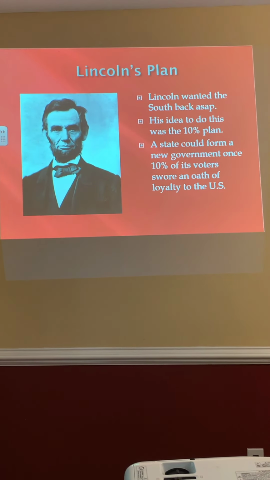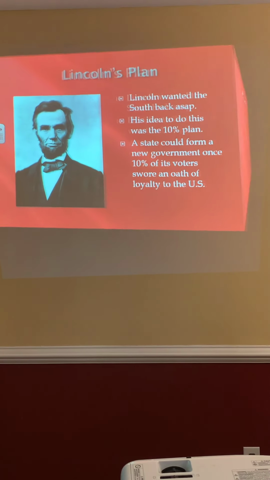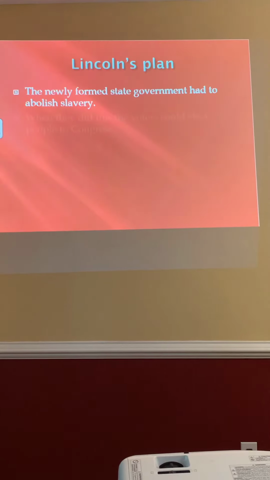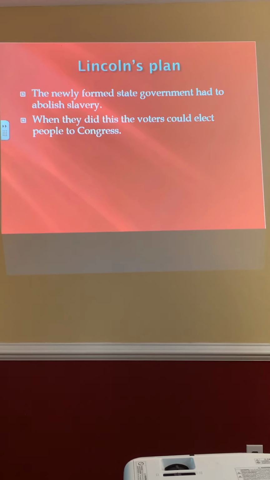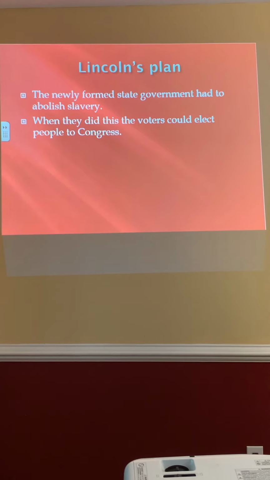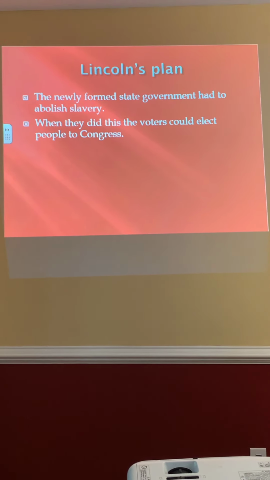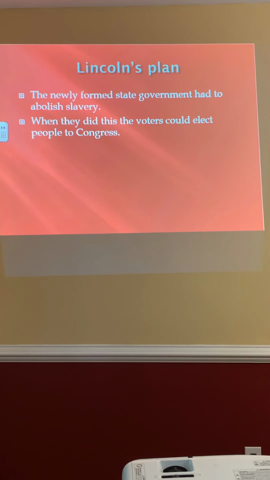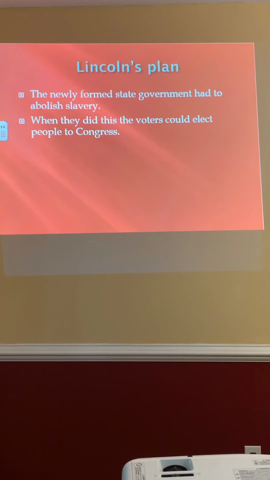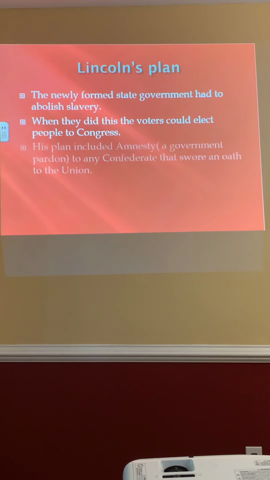Seems pretty easy. It's really not that difficult. You know, every 10 out of 100 people, it's really not that difficult. People get bent out of shape. Once these states swear this oath of loyalty, they have to form a new government and they have to abolish slavery. Once they accept that, because the 13th Amendment abolishes slavery, they have to. Once they abolish slavery, they can elect members to Congress.